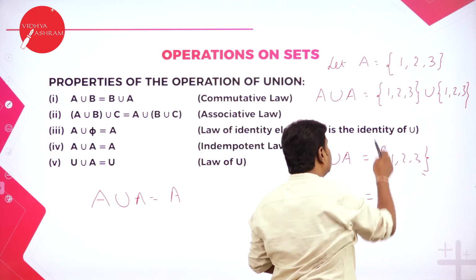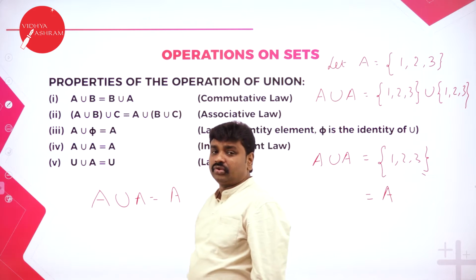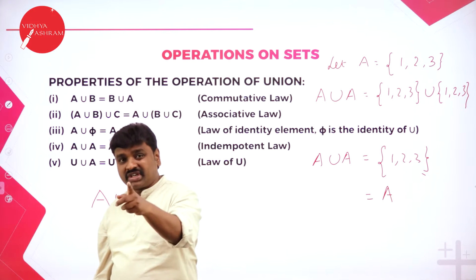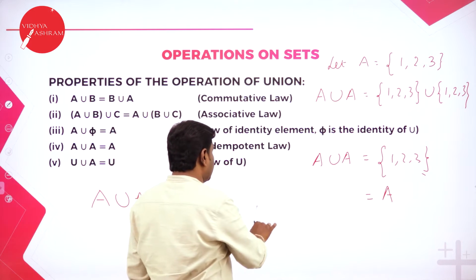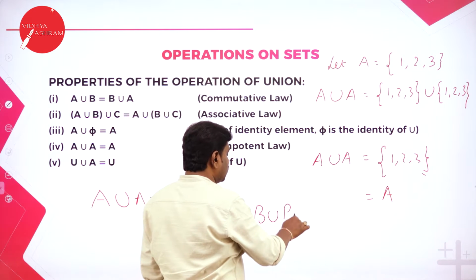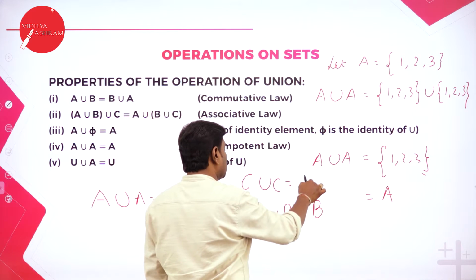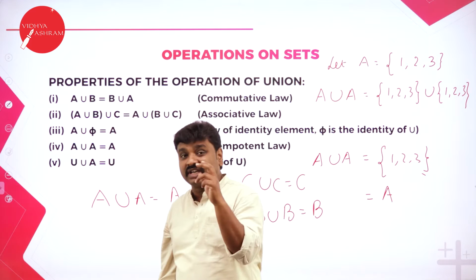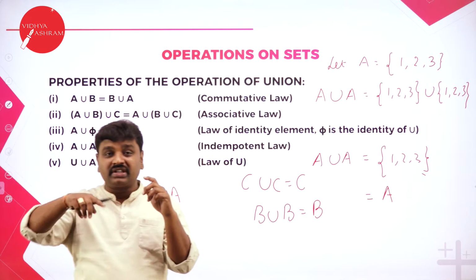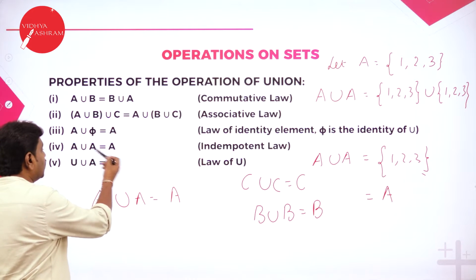1, 2, 3 is what? Given set A. That's why we call this the idempotent law. So any set union the same set gives you the same set. A union A is A. Or if I take B union B, that will also give B. Or C union C will also give C. So what is the conclusion? We conclude that any set, when you operate union on the same set, you will get the same set. So this is the idempotent law.